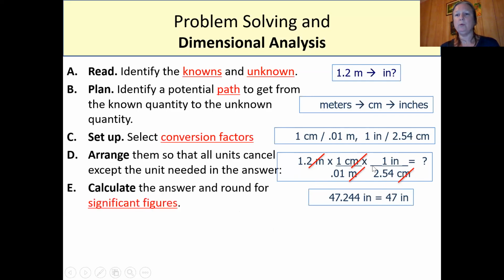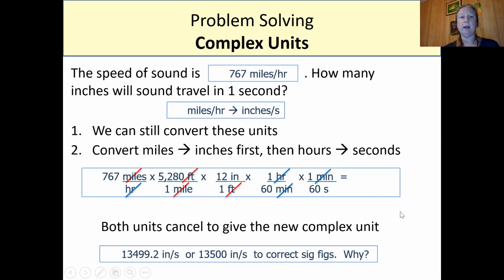So when you do the math, you end up with 47.244. We said there are 2 sig figs, so your final answer is 47 inches, not just 47. If there's no unit, it's meaningless. Okay? So these are the steps you are going to carry out. Okay, so you can work through this one.